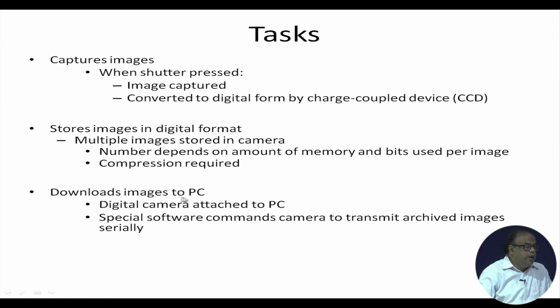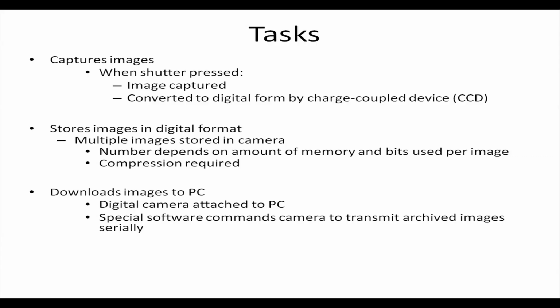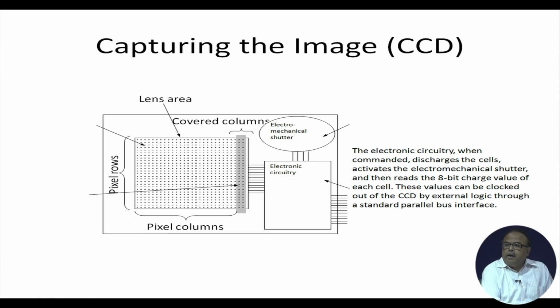The third is the downloading of the images to the PC. The digital camera will have to be attached to the PC, and there will be some software commands or hardware software commands by which the camera will transmit the archived images serially to the PC. It is usually done through USB or some other communication mechanism. Besides that, there are many other functions like zoom in, zoom out, flash, auto, all those things that we are not considering in this lecture for the sake of manageability and simplicity. So, let us start with how the image is captured.